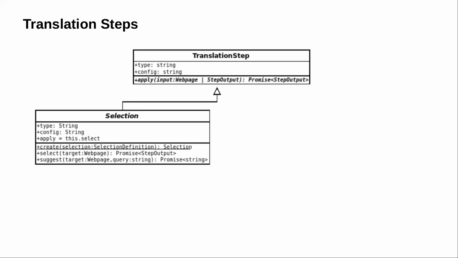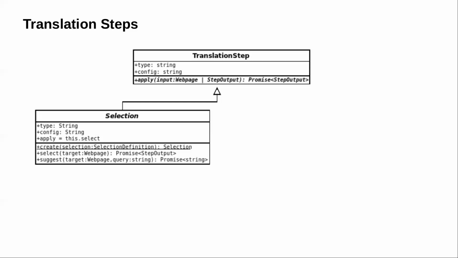It configures the behavior of the selection step. And it has an apply method, which is an alias of the select method. And if we give the select method a target web page, then the selection step is going to apply on the target web page given, and it's going to return a selection. And this selection is an array of strings selected.